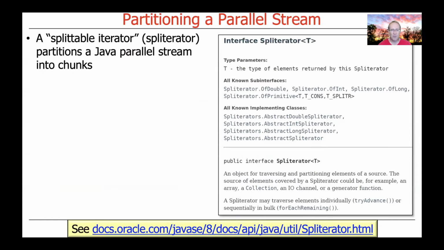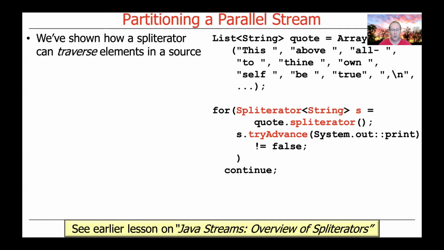And we talked about before how that's used for a couple of different purposes. So earlier, when we talked about splitterators for sequential streams, I showed you how you can use a splitterator in order to traverse the elements in a source. So here we have an example where we've got a famous Shakespeare quote, and we can then get a splitterator to that list of strings that forms the quote, and then we can use the try-advance method to print each element out one at a time in encounter order from left to right, which will say, "This above all, to thine own self be true."